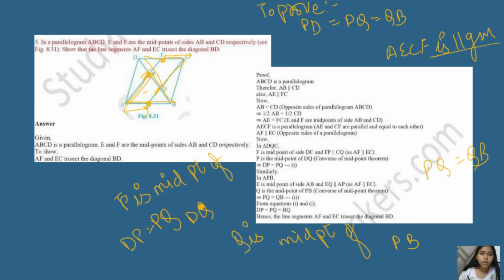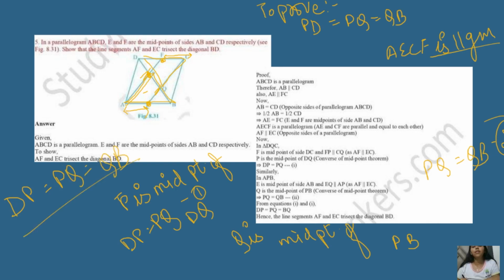So by equation 1 and equation 2, we can say that DP equals PQ equals QB. You can see here that these questions are very easy. You can very easily solve them. You can just have a look here. Okay, now let's move ahead with the last question of this chapter.